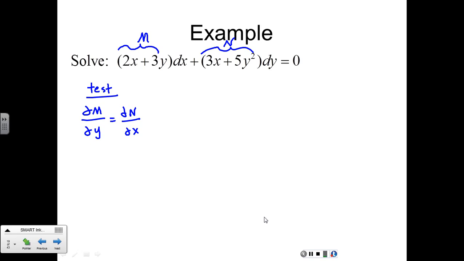So in this case, let's see if that's true. On M, what's your partial derivative of M with respect to y? The 2x you're going to ignore, right? So 3. Now look at the other part, N. What's your partial derivative of N with respect to x? 3. So guess what? That's an exact equation. That's the test. That is an exact equation.